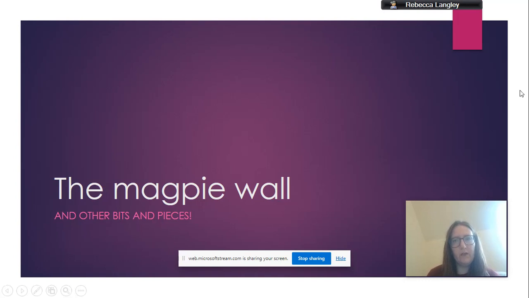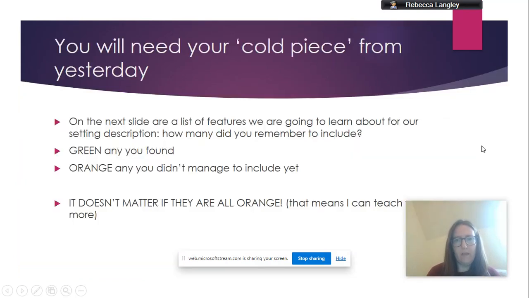But there's a few different tasks I want us to do in the meantime. So you will need your cold piece from yesterday. Now on the next slide, there's a set of features we're going to learn about for our setting description. And basically, I just want to know, how many did you remember to include in your initial try? So this is what I normally do. When I get the little checklist, I stick it in and I green the bits that you've already done. So you're just going to have to do this for me. So green any you found, orange any you didn't manage to include yet, but it doesn't matter if they're all orange. In fact, I would almost prefer it if they were all orange, so then it means that I'm able to teach you a bit more.